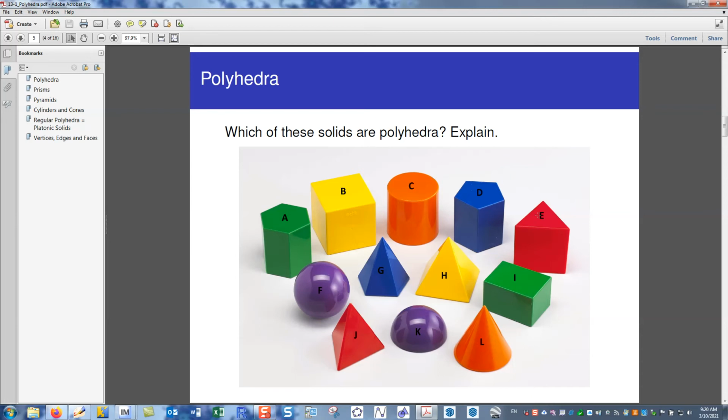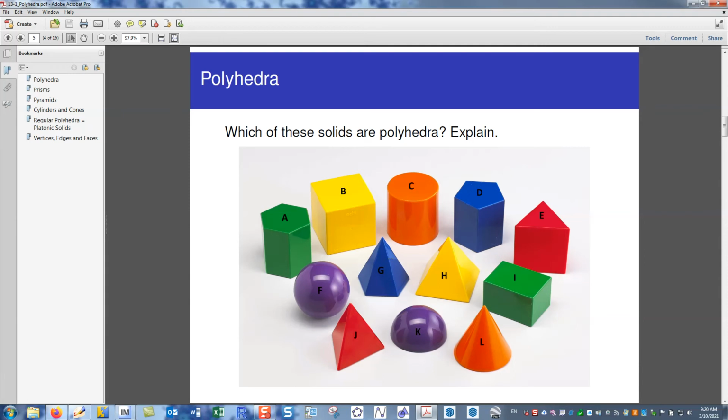D would definitely be a polyhedra, E is a polyhedra, F is not a polyhedra, that's a sphere. It doesn't have faces that are polygons. G is a polyhedra, H is a polyhedra, I is a polyhedra, J is a polyhedra, K is not a polyhedra, it's a hemisphere, and L is not a polyhedra. This would be a cone. The reason K and L fail, of course, is because they don't have faces that are polygons.